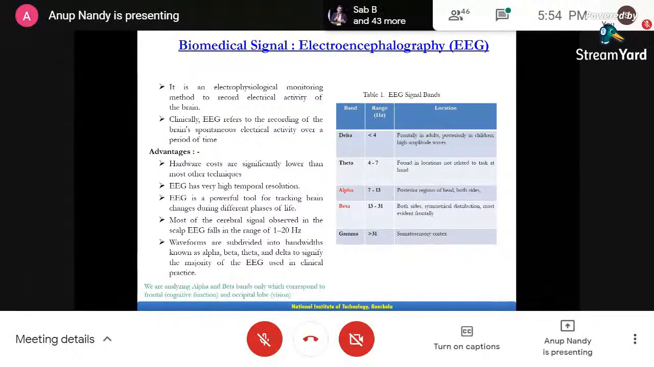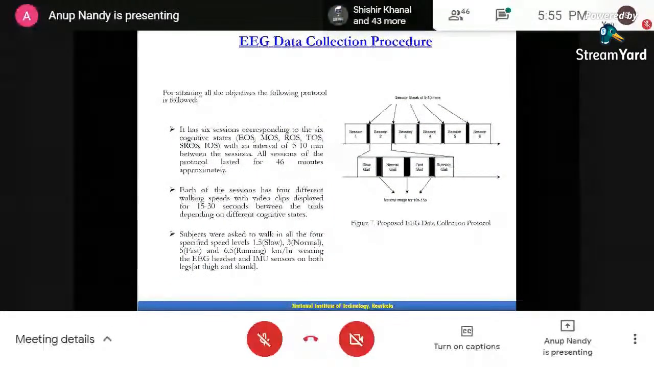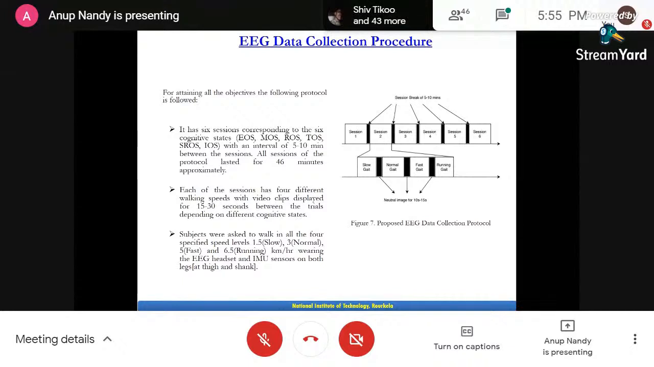So that is why we are just using this. After taking this EEG data, we are doing a lot of processing tasks. How are we going to get this data? We have different gaits: slow gait, normal gait, fast gait, and running gait, and we have different cognitive states. So what are those cognitive states?